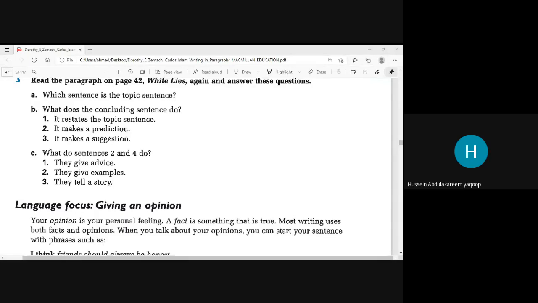Now, what about the following sentences 2 and 4? What do they do? Do they give advice, give examples, tell a story, or what? What do you think? Yes, Abdul Fattah, please. Yes, doctor. Number two, they give examples. Exactly. Yes. Okay. Now let's move to the next section, which is language focus, giving an opinion.